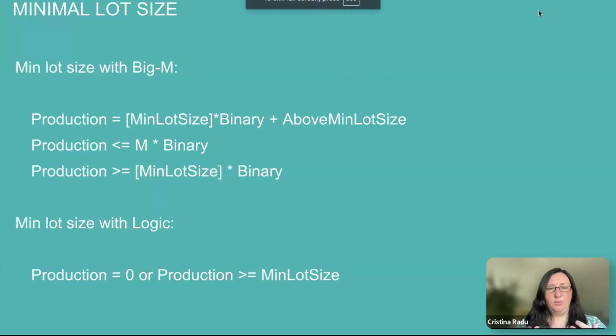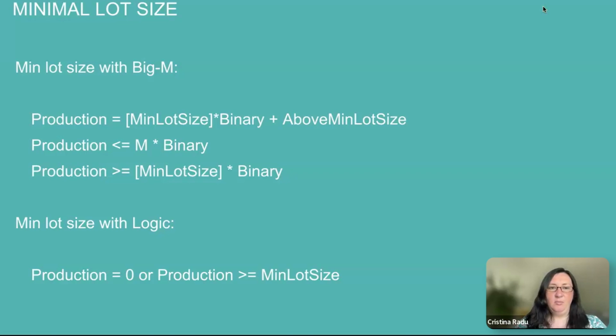And now let's go to the lot size. So here we are presenting two ways of approaching the lot size. One is using the big M method, where you introduce a binary. And the other one is lot size with logic, which is something you can do in AMPL or other languages, but that's not always possible. So the big M works in any software and any language. The logic bit is specific to certain languages like AMPL, which enable this. So it's like a functionality that is enabled.